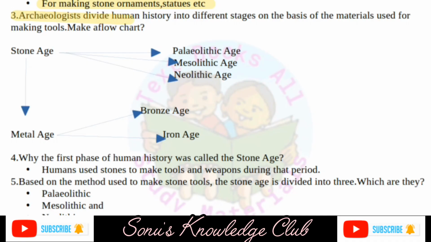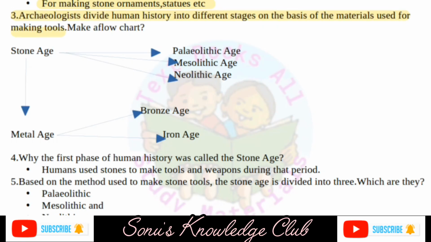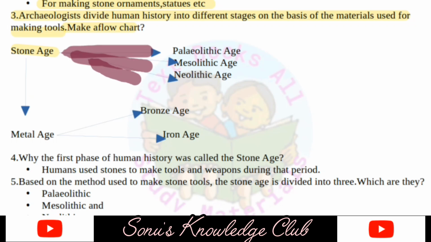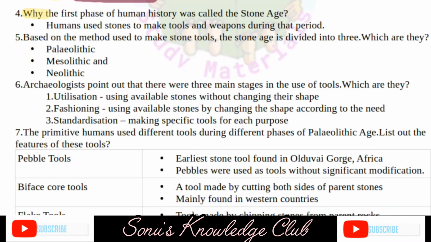Archaeologists divide human history into different stages on the basis of materials used for making tools. Make a flowchart. Stone Age can be classified into Paleolithic Age, Mesolithic Age, and Neolithic Age. Metal Age can be classified into Bronze Age and Iron Age. Why was the first phase of human history called the Stone Age? Humans used stones to make tools and weapons during that period.